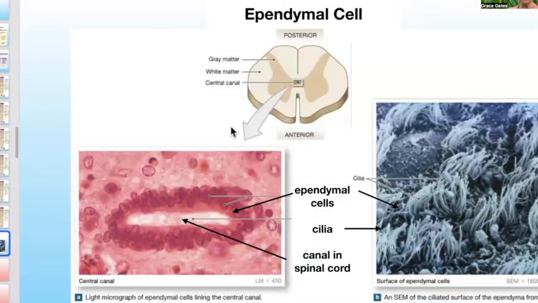And on this picture, we just see some ependymal cells, and in the scanning electron microscope picture on the right, we see cilia looking very much the way that cilia look when we see a scanning electron microscope picture of pseudo-stratified ciliated columnar epithelium, for example.